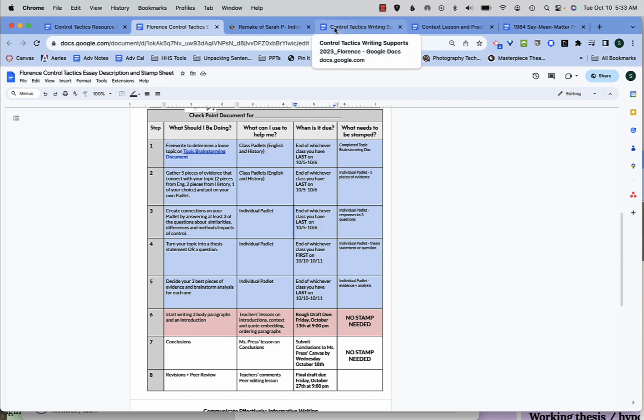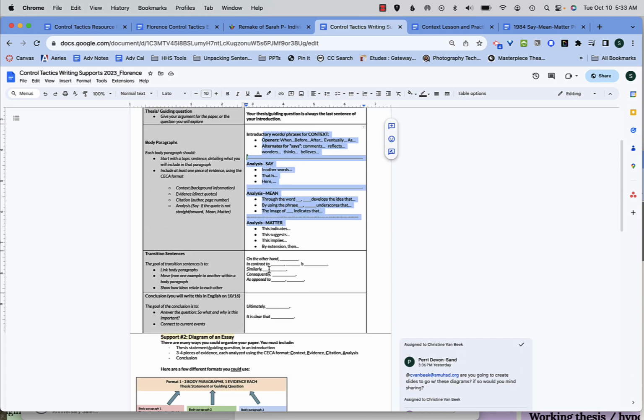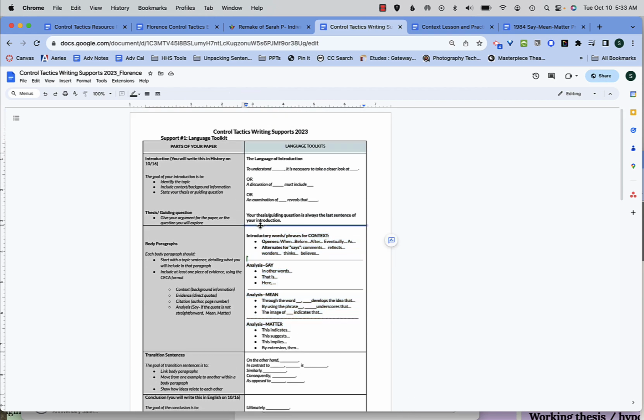The other things that you should have out on your desk. You should have a control tactics writing supports document. This gives you some sentence starters to do your say, mean, matter, as well as eventually to transition between paragraphs and write your conclusion. But this will be the area that you're working in today.